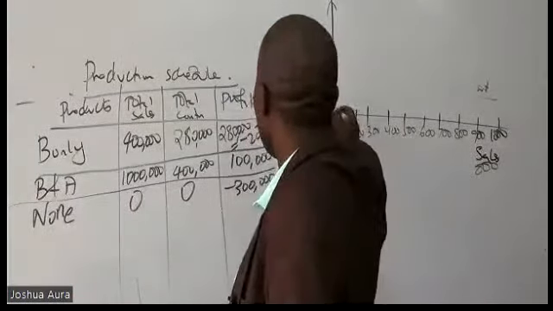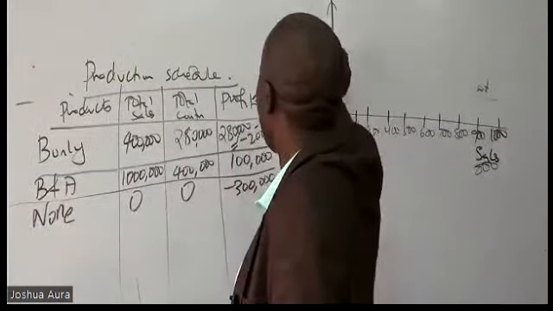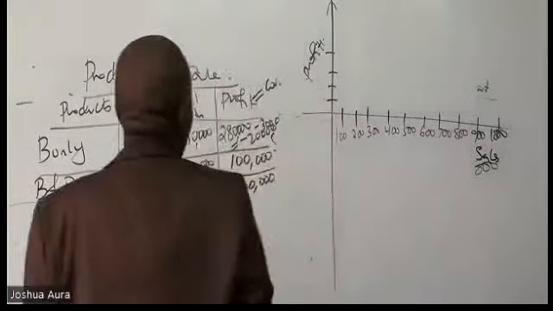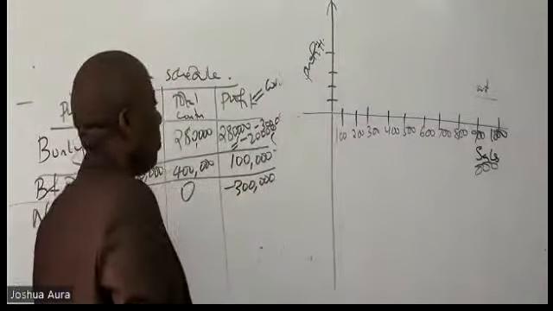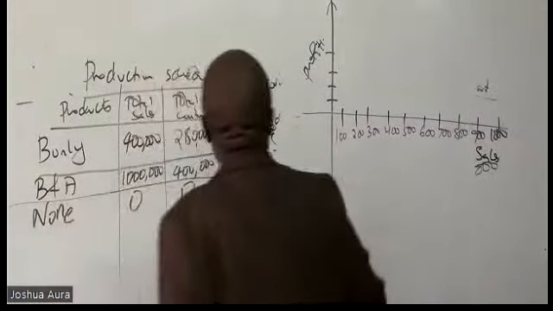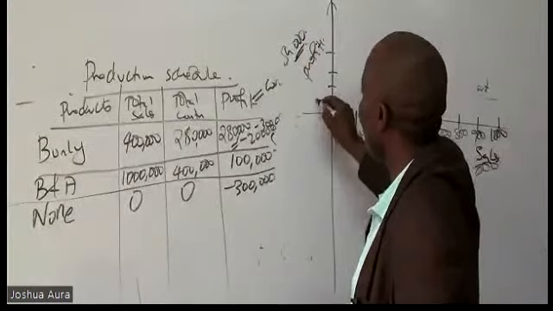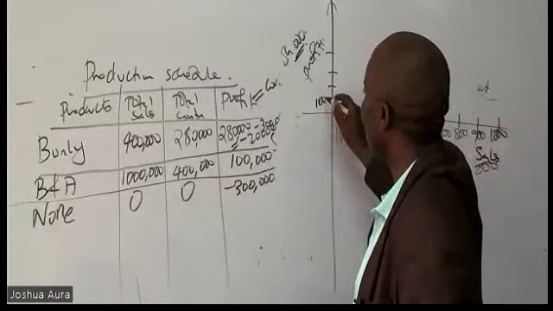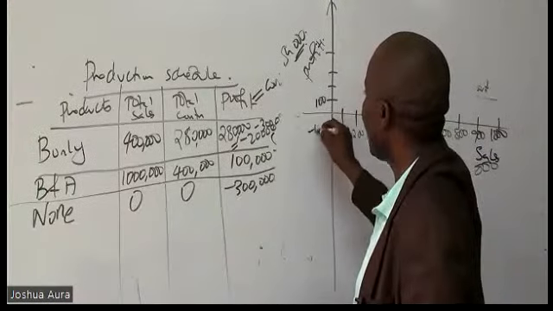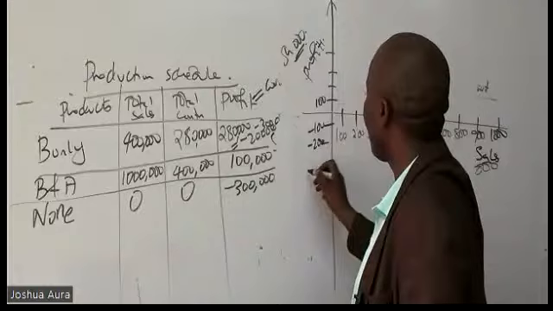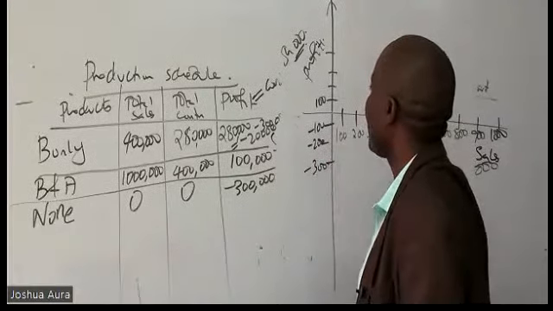And then go straight away to the profit. Profit, really, here the best will also be to go by 100. So profit in shillings, thousands. So this will be 100, minus 100, minus 200, minus 300, like that.